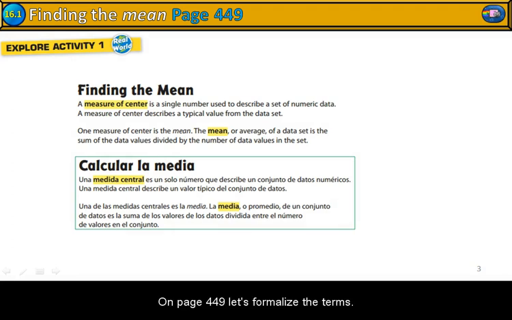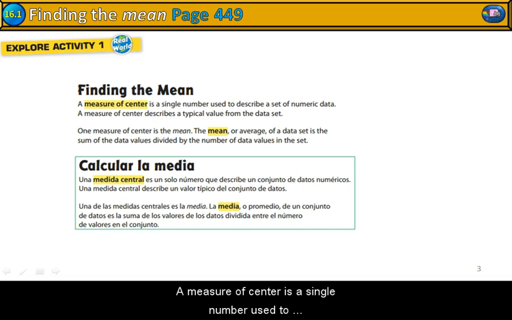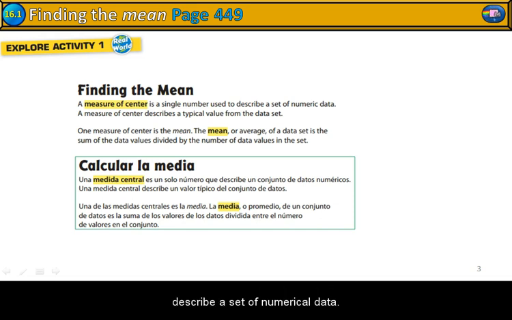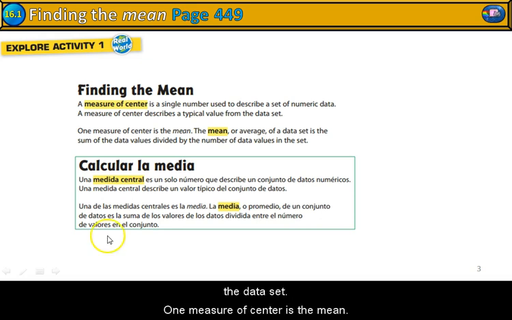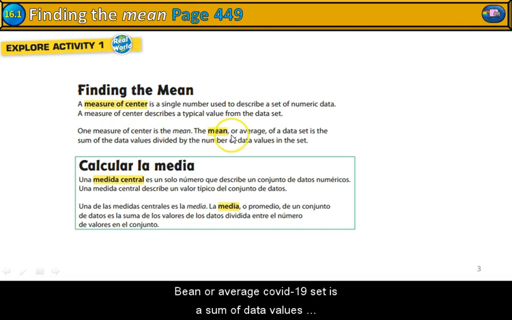On page 449, let's formalize the terms measures of center. Finding the mean. A measure of center is a single number used to describe a set of numerical data. A measure of center describes a typical value from the data set. One measure of center is the mean. The mean, or average, of a data set is the sum of data values divided by the number of data values in this set.